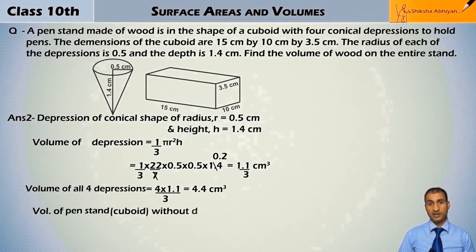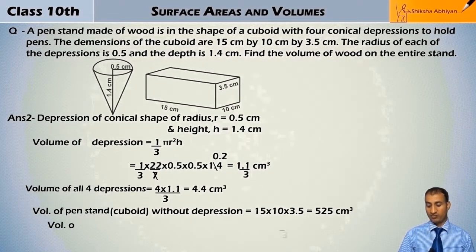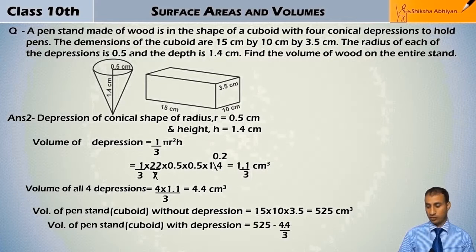Now volume of pen stand cuboid without depression is equal to length 15 into breadth 10 into height 3.5. It will be equal to 525 centimeter cube. Now volume of pen stand with depression is equal to 525 minus 4.4 upon 3, and that will give you 523.53 centimeter cube. This question is completed.